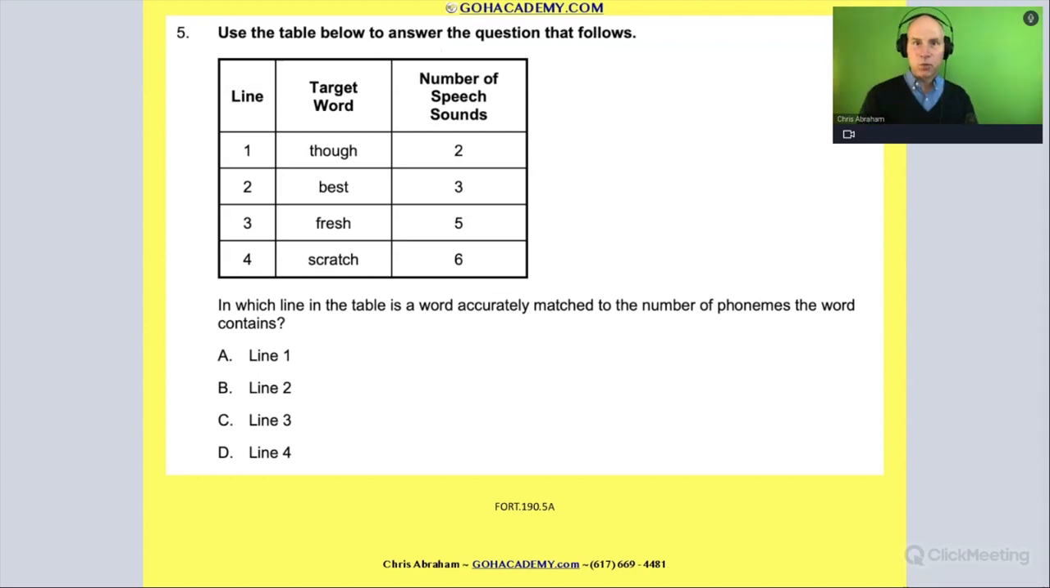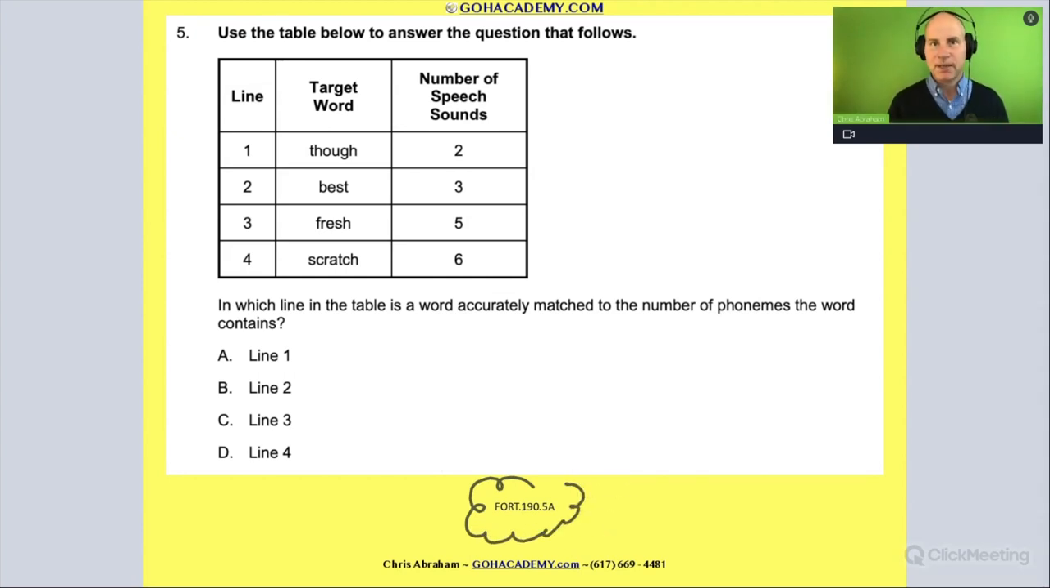Okay, team, this is our first one in phoneme segmentation. It's from that new Foundations of Reading test, the 190. It's a great exam to take a look at. What I want you to do is read the question. Now, this isn't a hard one. I'll give you 1 minute.